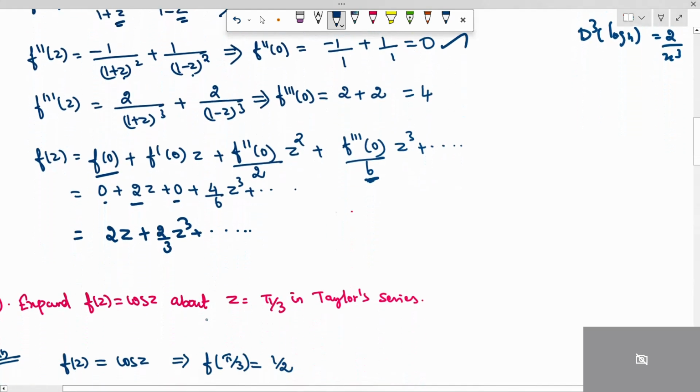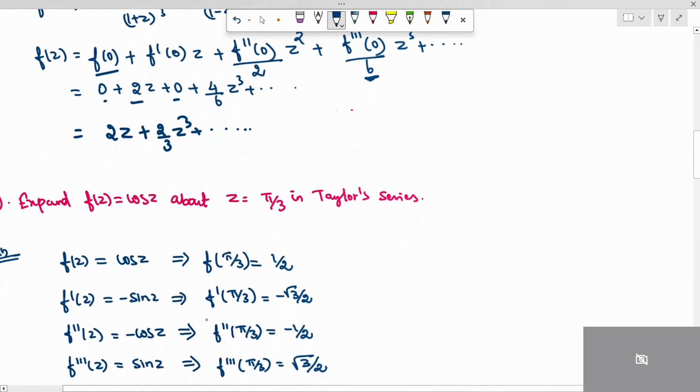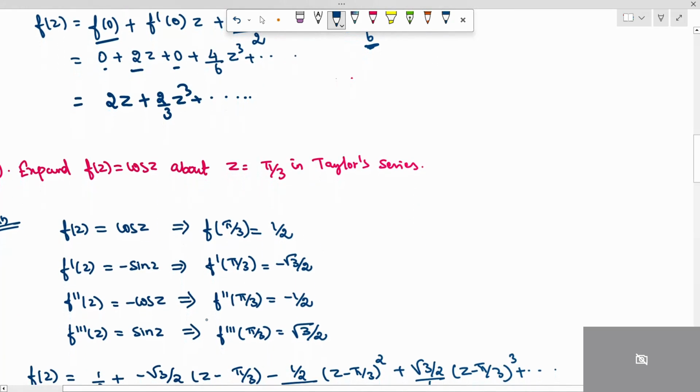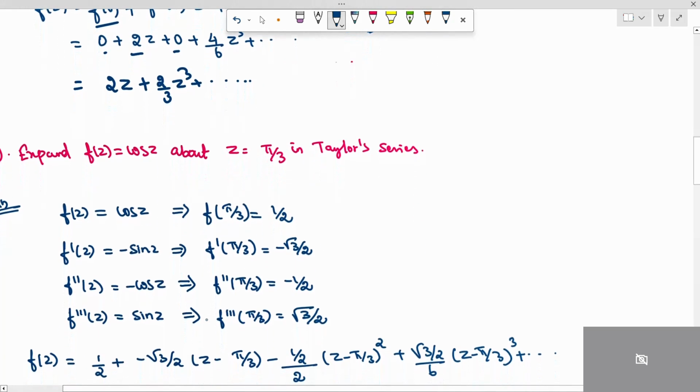Okay, next problem. Expand f of z equal to cos z about z equal to pi by 3 in Taylor series.